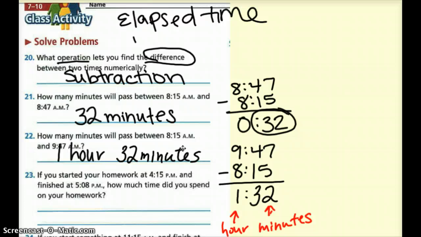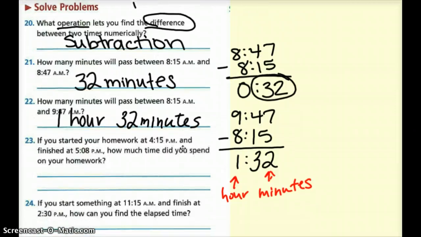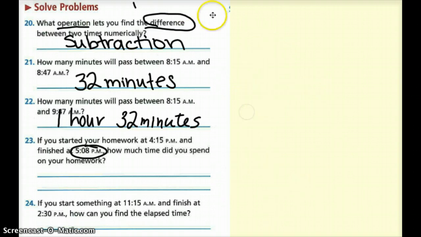Number 23, if you started your homework at 4:15 p.m. and finished at 5:08 p.m., how much time did you spend on your homework? We briefly talked about a problem like this, so your later time is always going to go on top. So I'm going to erase this here. I have 5:08 is going to go on top, and I have 4:15 is going to go underneath.